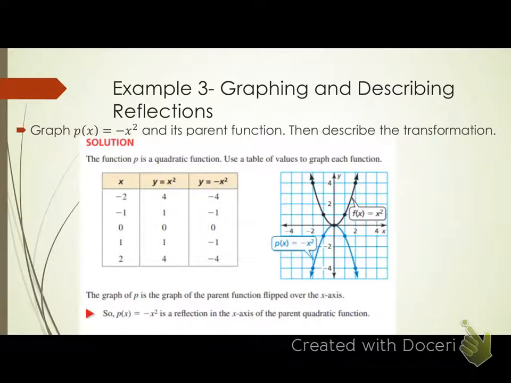That's negative 2, 4. There's the ordered pair. Negative 1, 1. It's right there. Left 1, up 1. 0, 0. That's my origin. 1, 1. Right 1, up 1. 2, 4. Right 2, up 4. And I connect them with my parabola. I know it's a parabola because it's a squared term.